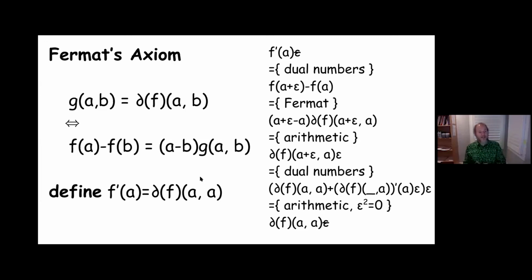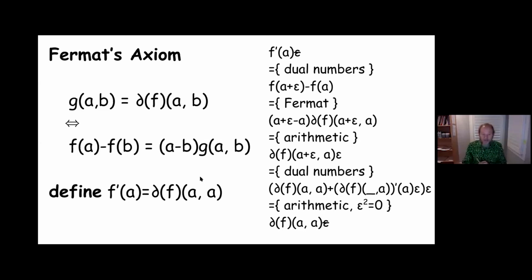Since we're defining this as an axiom, the proof on the right is just an indication that it's not crazy, right? If we had infinitesimals, we can prove that this thing is true, that the derivative of f is actually delta f of a comma a. Again, we're using micro cancellation here. But again, we can take this as our axiom.